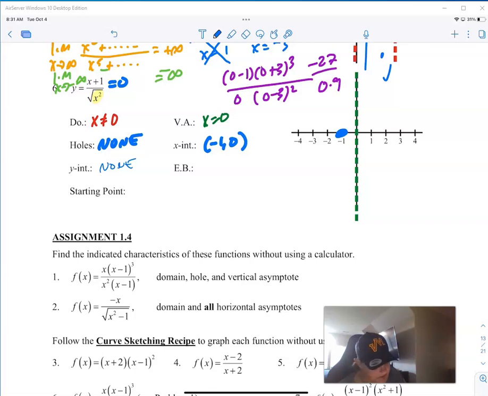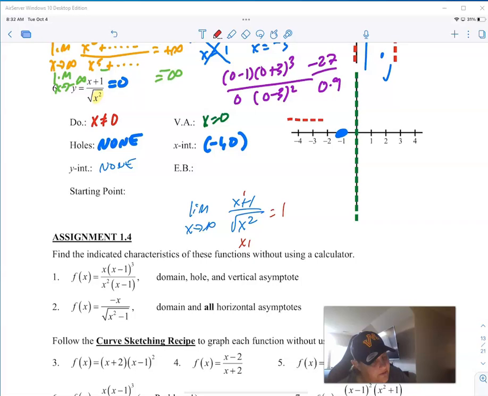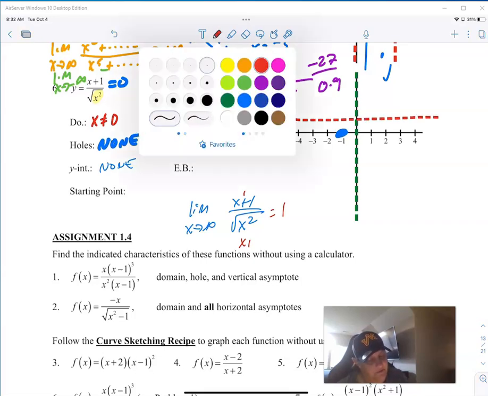And then, okay, end behavior. This is going to be interesting. Okay, so we know the square root of x squared kind of acts like x. That's going to go to 1. So I have a horizontal asymptote at 1. Okay, now here's the thing. We've done things like this before.